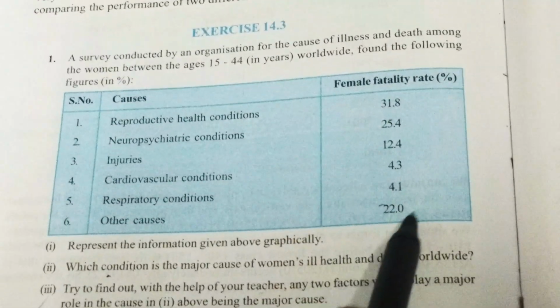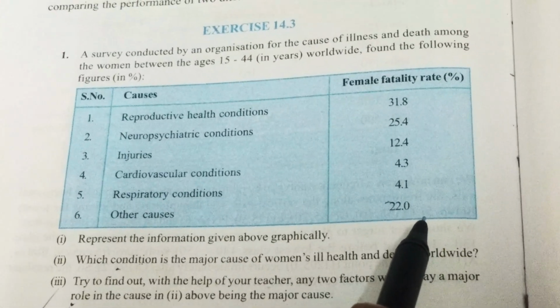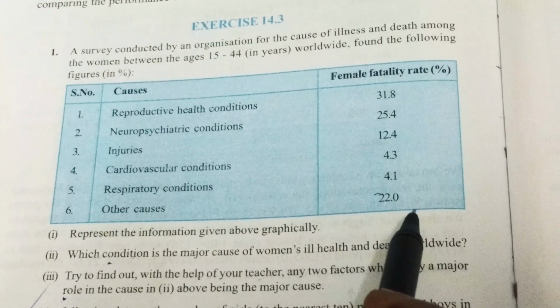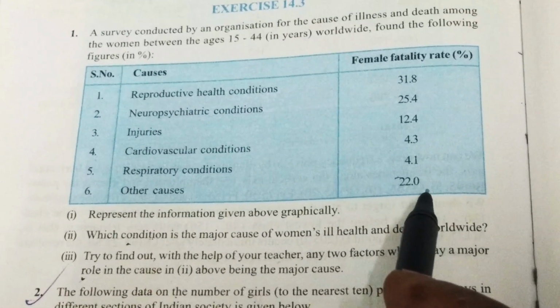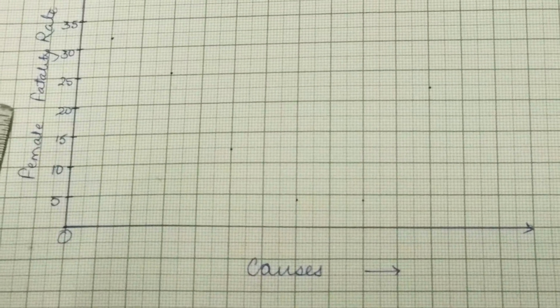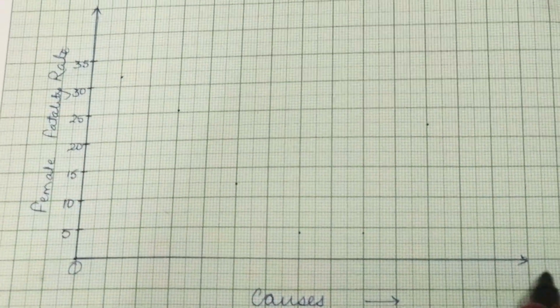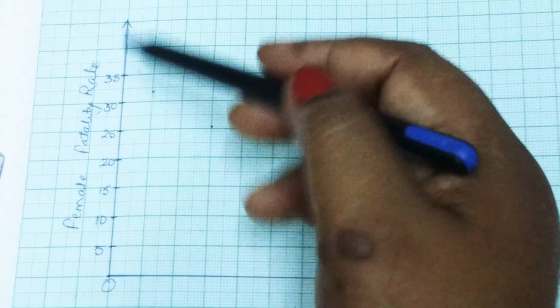So by seeing the data only, you can understand that here we will use a bar graph because there is no class interval over here. So let us draw the bar graph first. So let us start now. So students, just see, on the x-axis or the horizontal axis we will be writing the causes, and on the y-axis or vertical axis we will be writing the female fertility rate in percentage.